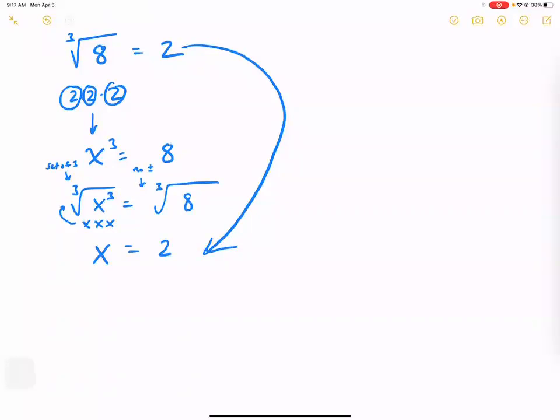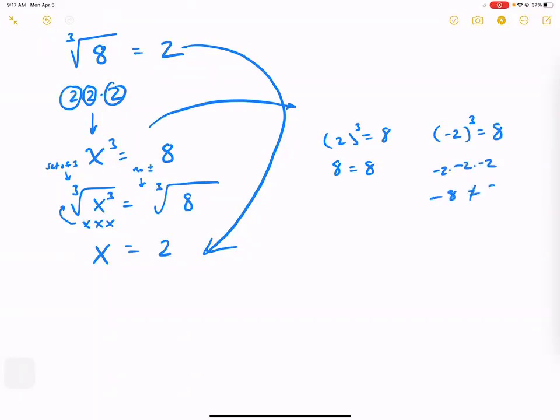So x is 2. Now, would negative 2 have worked here? Well, let's try 2 first. 2 cubed, is this equal to 8? All right, we're coming over here. 2 cubed is 8. Yes, 8 is equal to 8. Sure. But what if I tried negative 2? Negative 2 times negative 2 times negative 2 is negative 8. And that is not the 8 that we're looking for. So this is why we don't do plus and minus when we do negatives.